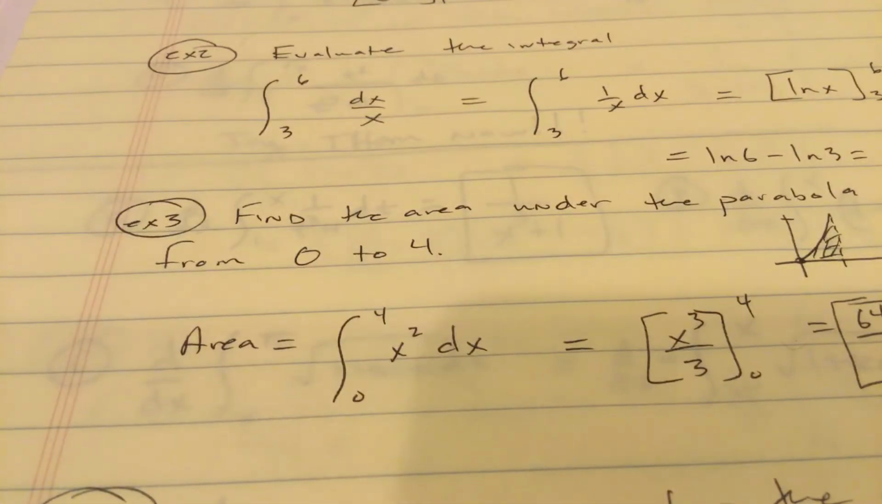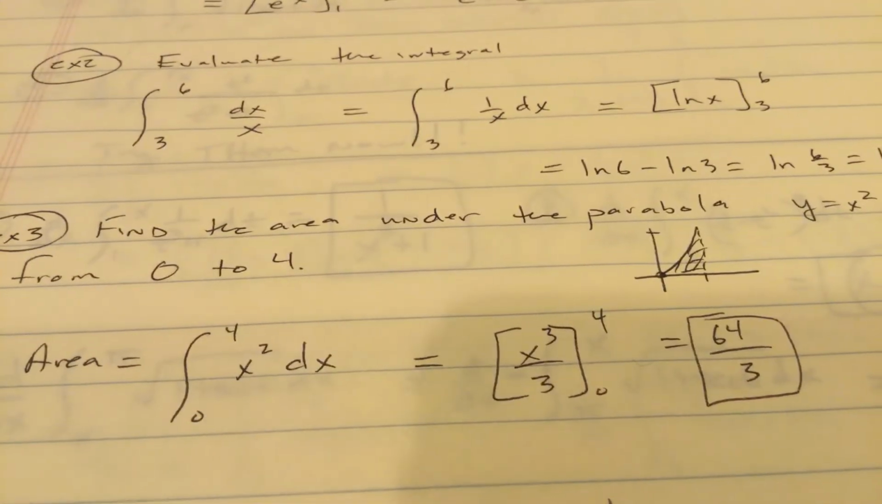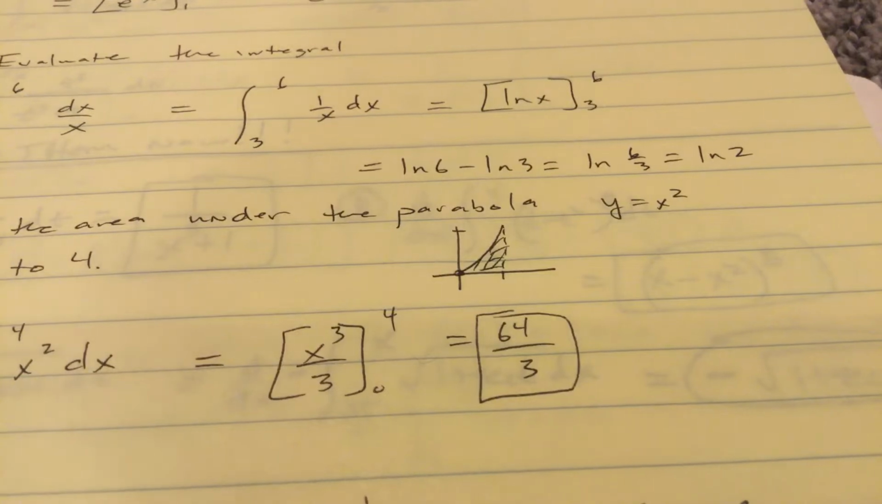So what I do is I integrate. The integral of x squared is 1/3 x to the third. Upper bound 4, lower bound 0. There we go. 64/3 would be my area.